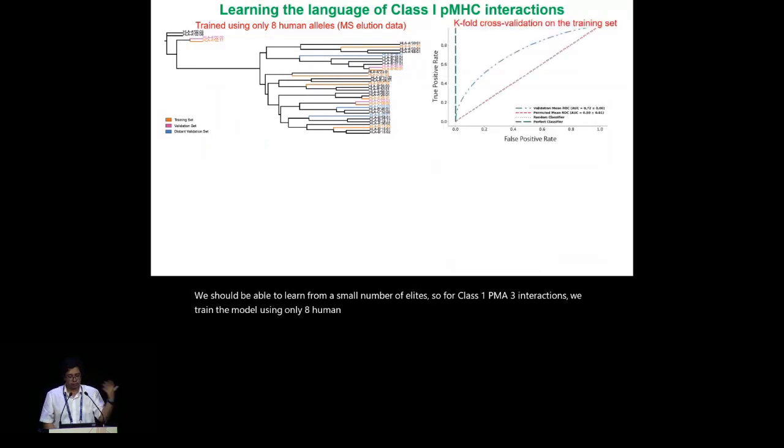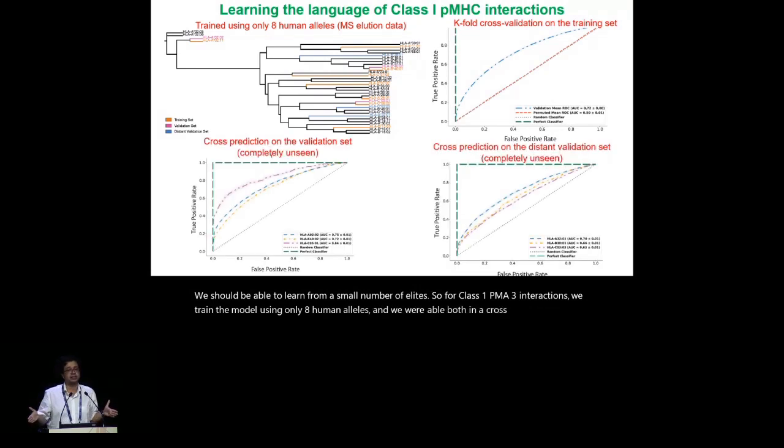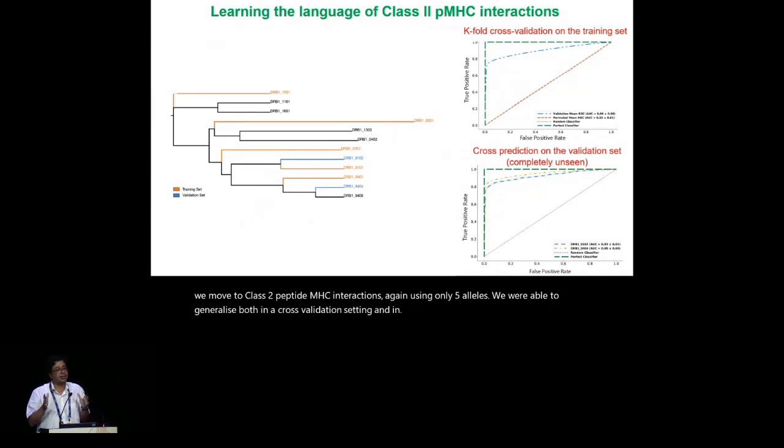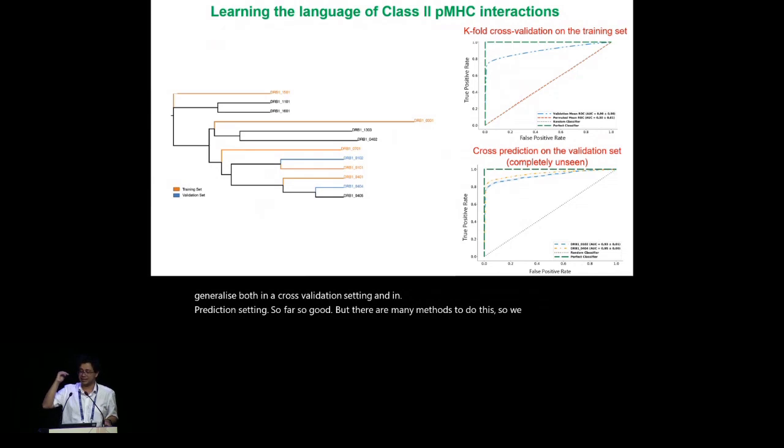And we were able, both in a cross-validation and in a cross-prediction setting, for completely unseen alleles, to do well. Now we move to class 2 peptide MHC interactions. Again, using only 5 alleles, we were able to generalize both in a cross-validation setting and in a cross-prediction setting. So far, so good, but there are many methods to do this. So we now started to increase the difficulty level.